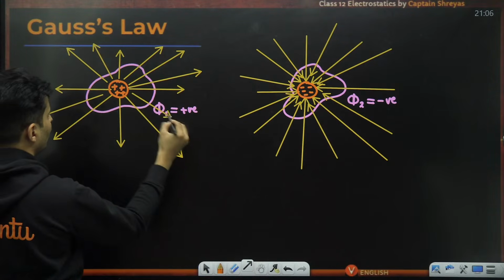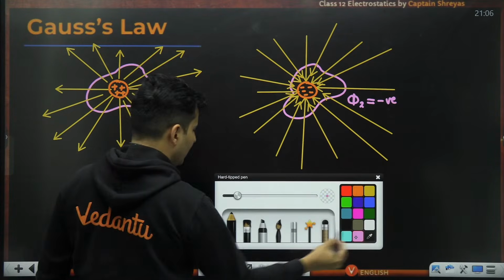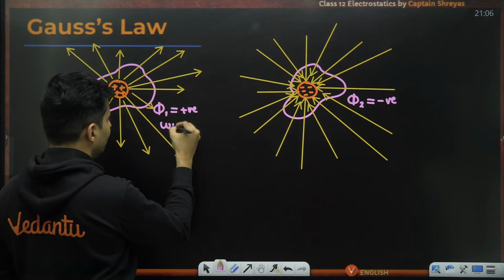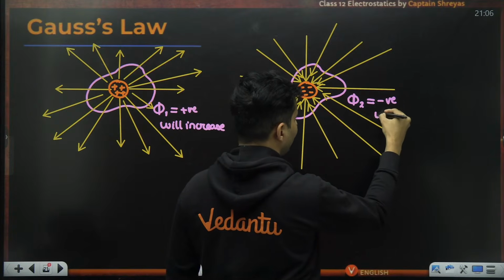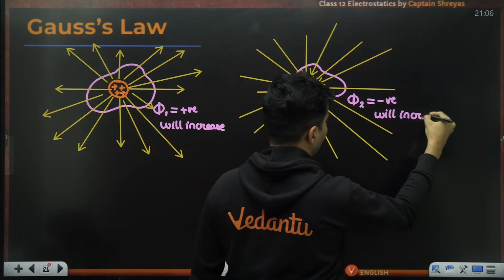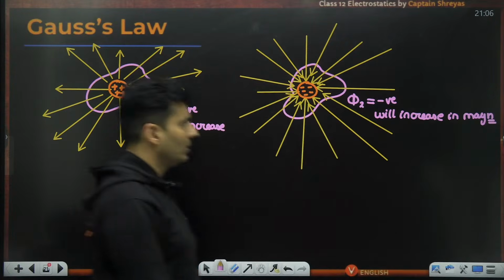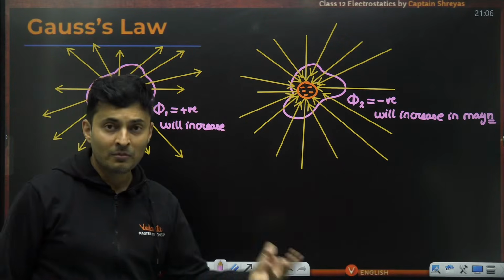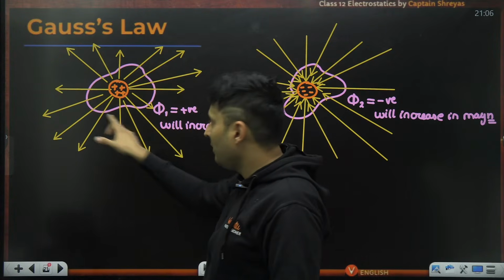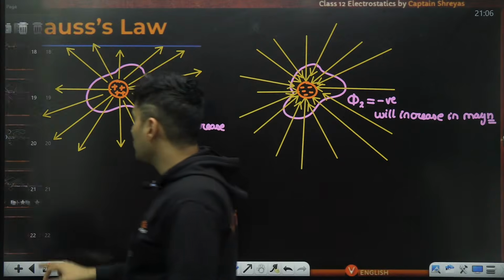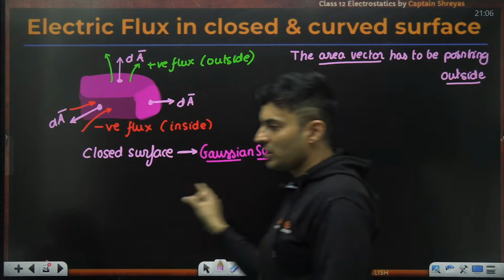If more field lines are going to come out like this, then I will say that this flux 1 will increase. Here also this flux 2 will increase in magnitude. Definitely it will increase in magnitude because more charge was present inside. So from all these things, one thing is very obvious. If you have a closed surface, which is also called a Gaussian surface, like I have told you before, any closed surface is also called a Gaussian surface.